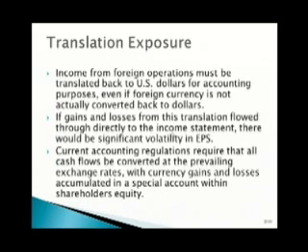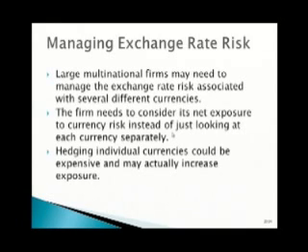If gains and losses from this translation flowed through directly to the income statement, there would be significant volatility in earnings per share. So current accounting regulations require that all cash flows be converted at the prevailing exchange rates, and currency gains and losses are accumulated in a special account within the equity section. So they don't flow through the income statement through retained earnings into the equity section. They go directly into the equity section. That takes the volatility out of the income statement.